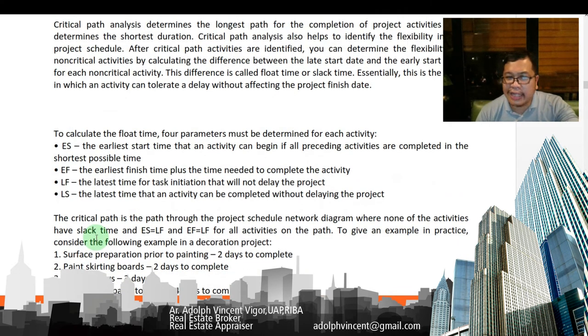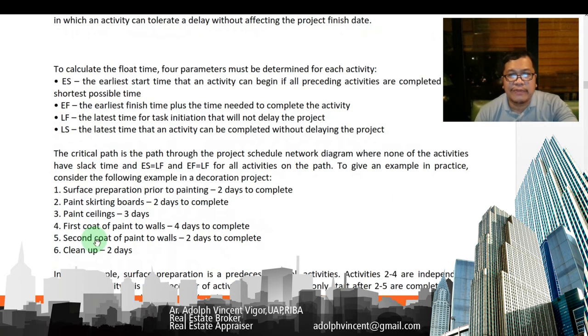Okay, so to calculate the float time, four parameters must be determined for each activity. You have the ES, or the earliest start time that an activity can begin if all preceding activities are completed in the shortest possible time. Then you have the EF, or the earliest finish time, which is the start plus the time needed to complete the activity. You have the LF, or the latest time for task initiation that will not delay the project. You have the LS, or the latest time that an activity can be completed without delaying the project. So the critical path is the path through the project network diagram where none of the activities have slack time. And ES is equal to LS and EF is equal to LF for all activities on the path.